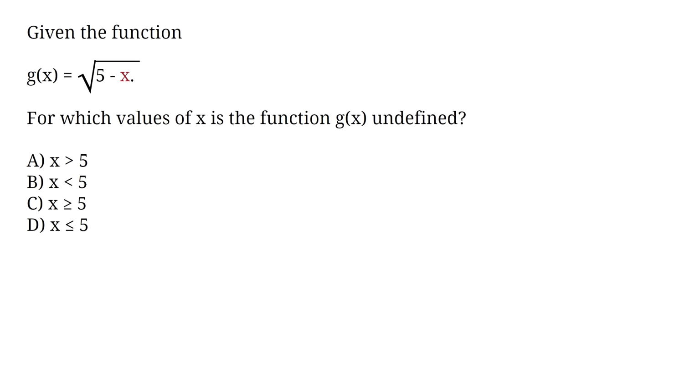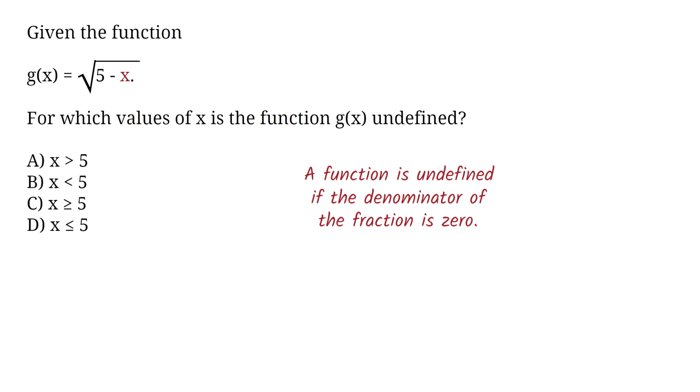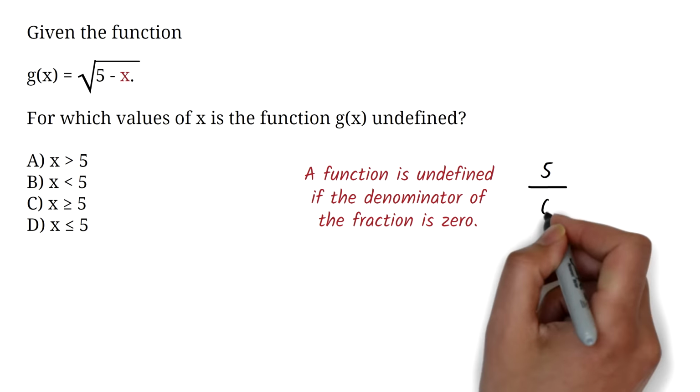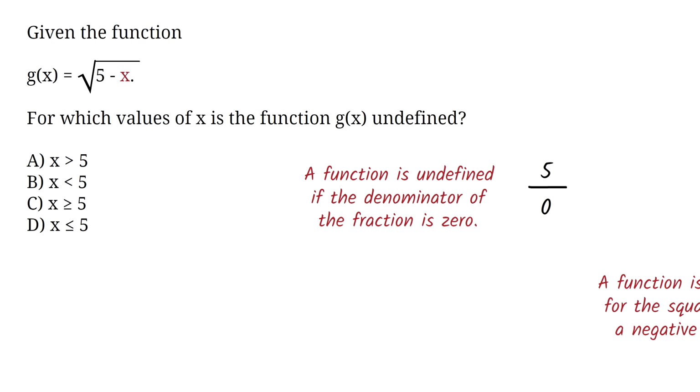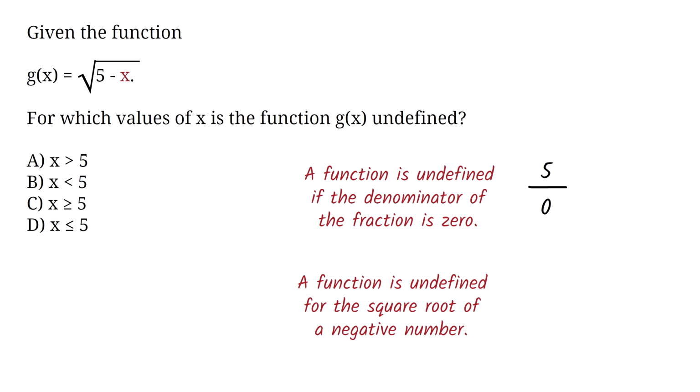There are 2 conditions that make a function undefined. 1. A function is undefined if the denominator of the fraction is 0. Example, 5 over 0 is undefined. 2. A function is undefined for the square root of a negative number. Example, the square root of negative 9 is undefined. For this question, the function will be undefined for the square root of a negative number. So we want an x value that will make the value in the square root negative. You do not need to do any major calculation for this question.